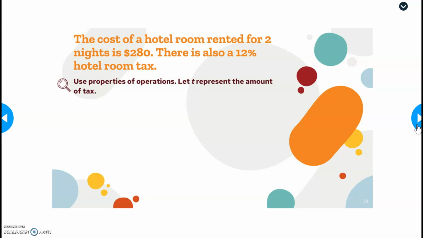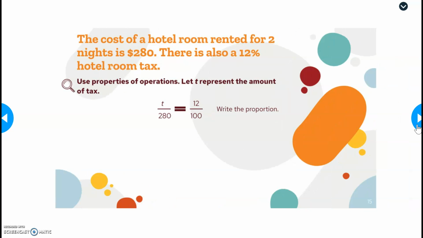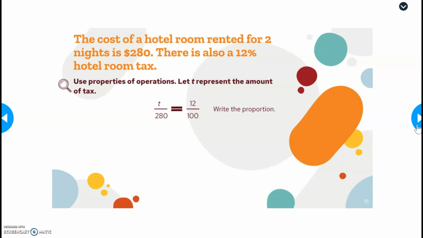So we're still going to use T as our amount of tax. We're still going to use our proportion of our part to our whole. So T is our part, 280 is our whole, 12 is our part, 100 is our whole. So then I'm going to do 12 divided by 100. Anytime I divide by a power of 10, I move my decimal to the left that many zeros. So 100 has 2 zeros. I'm going to move it to the left 2 zeros. Or I can use a calculator.